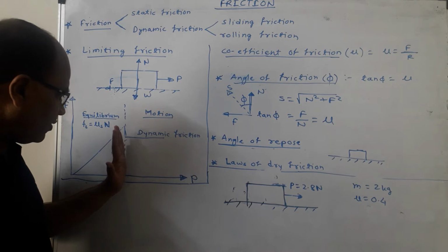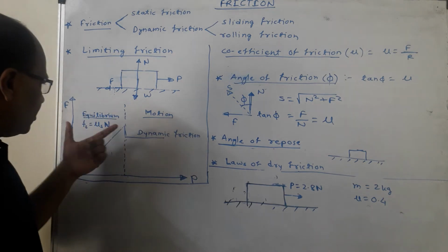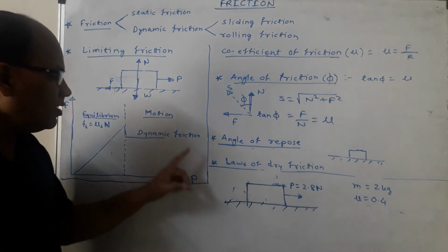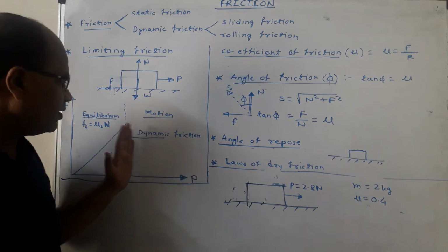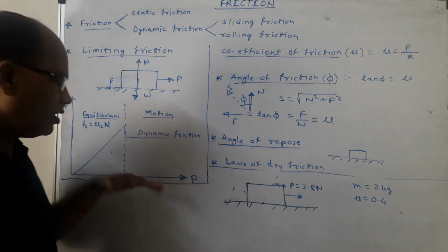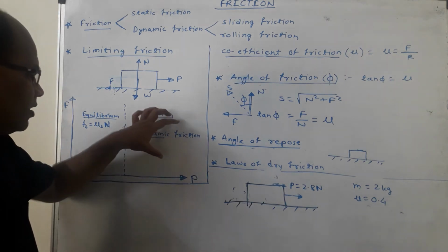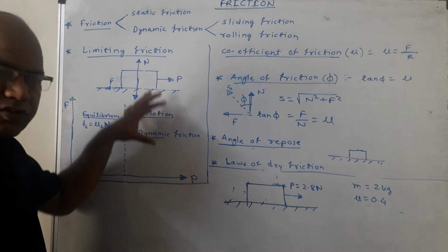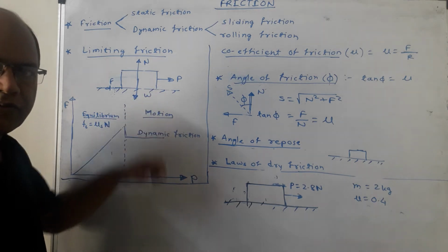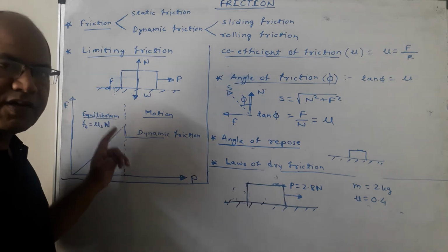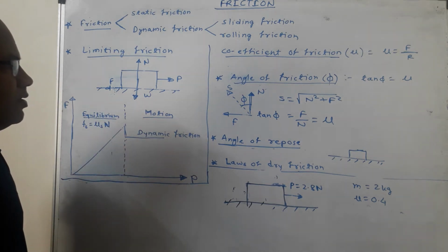Whereas after the frictional force attains the maximum value, if there is any increase in applied force, the frictional force remains constant, it appears horizontal, that is parallel to the applied force line, and this zone is the motion zone, meaning the body is actually in motion. So limiting friction is the maximum value of frictional force.